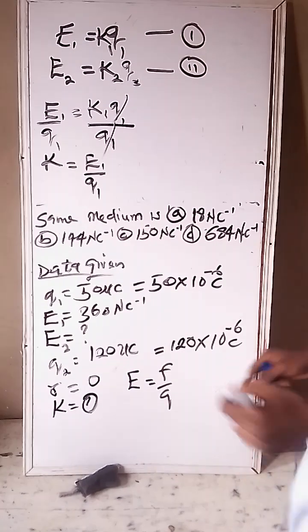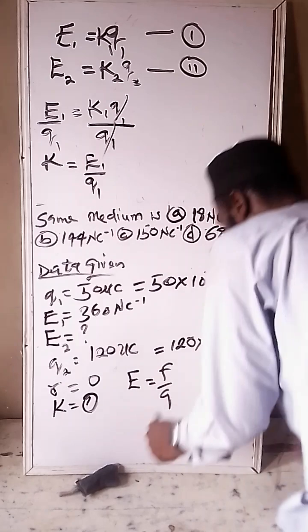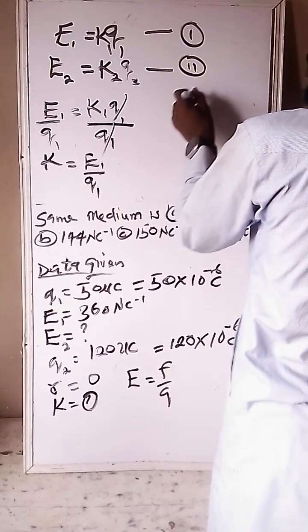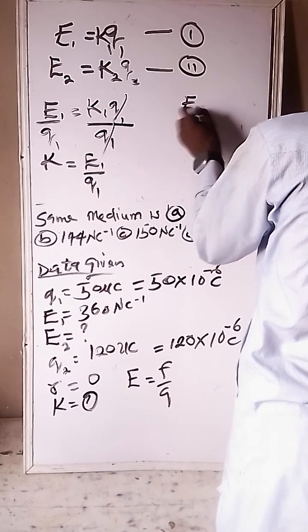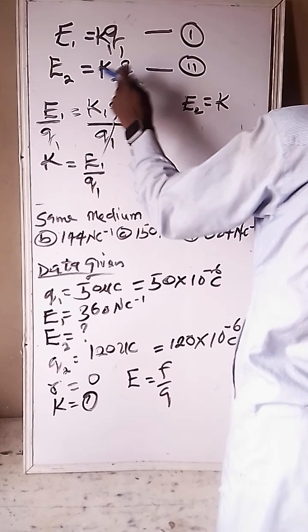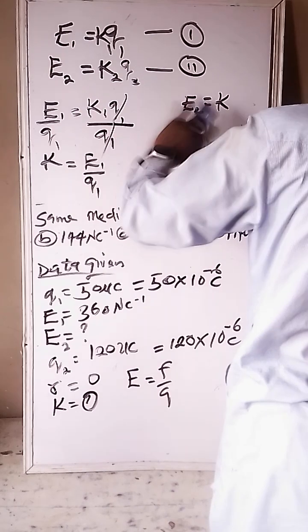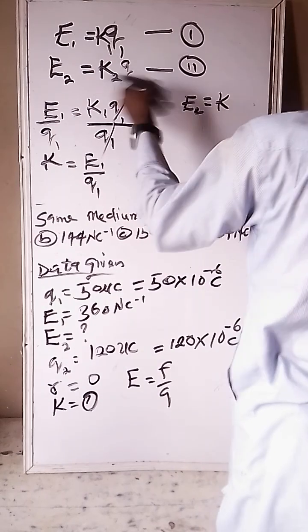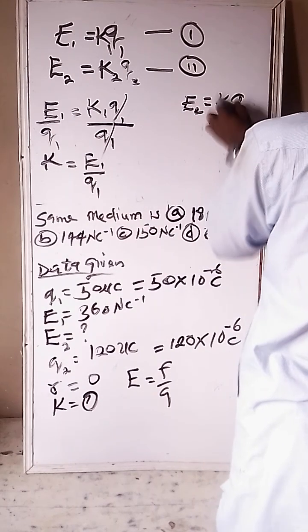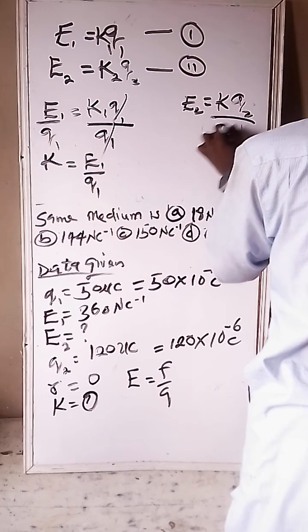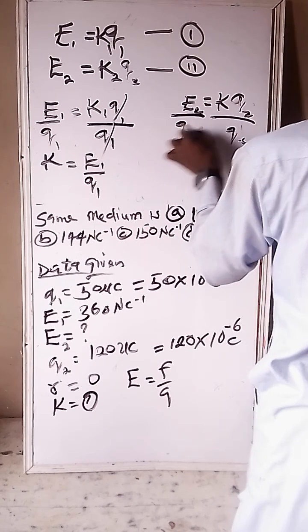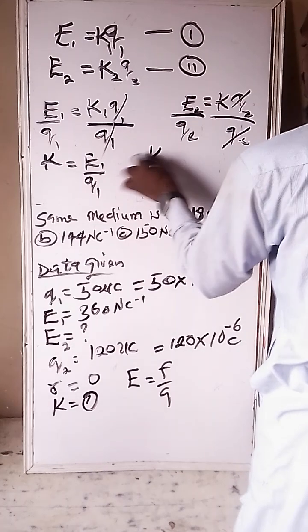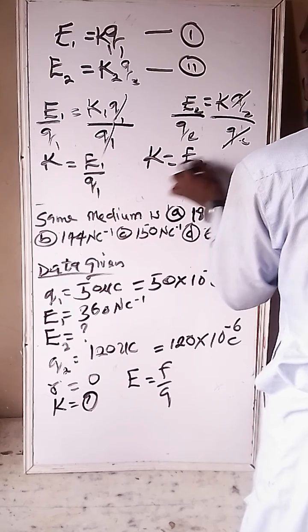Hope I'm communicating. You still do the same thing to this second one. What is that? It will be E2 equals K. You can put 2 or you can leave it. K is K. K1, K2 is still the same thing, since it is constant. Equals what? Equals Q2. Divide both sides by Q2. This settles this. What are we left with? K equals E2 all upon Q2.